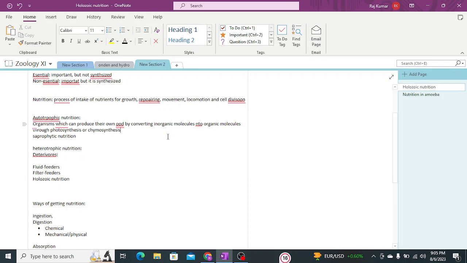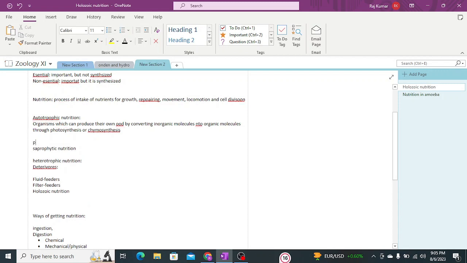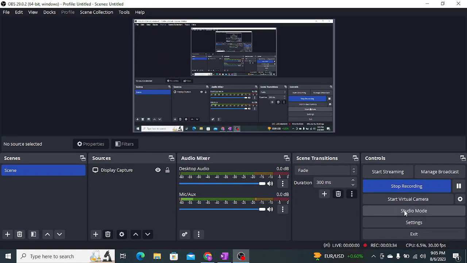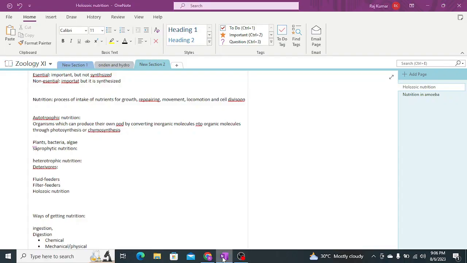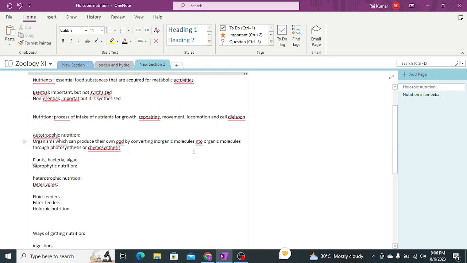This process is known as autotrophic nutrition, which is acquired by some types of living organisms such as plants. We also have a good example in some bacteria, photosynthetic and chemosynthetic bacteria, as well as algae, which are a good example of autotrophic nutrition. So in this case, organisms undergo photosynthesis or chemosynthesis for producing their own food. They have the capability of producing their food by converting inorganic into organic molecules.